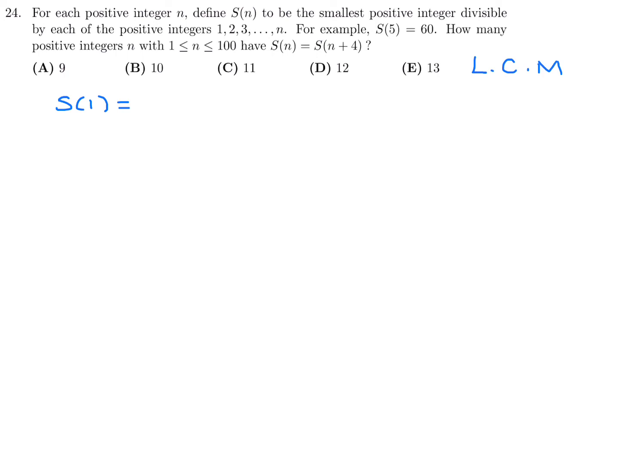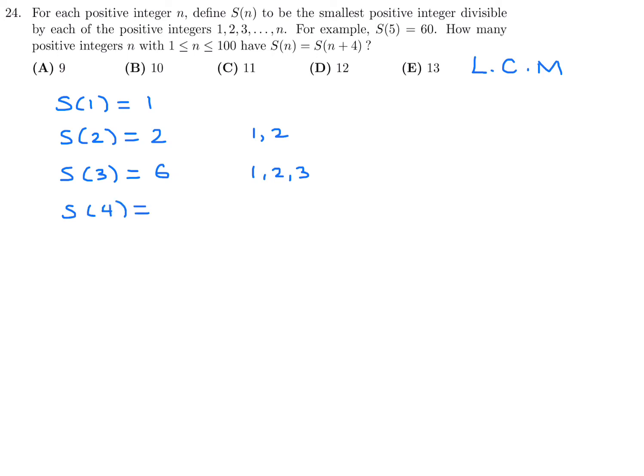And if it's a single number, well, that's easy. S at 1 is straightforward. But if it's two numbers, for example, s at 2 is basically saying find the LCM of 1 and 2. Well, that's pretty straightforward also. But what if you have 3? It's saying find the LCM of 1, 2, and 3. Okay, that's 6.